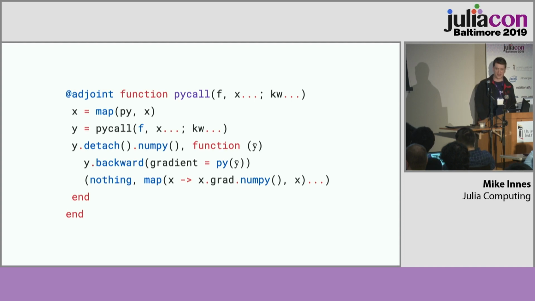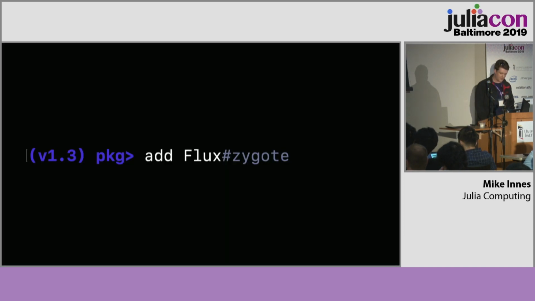So there's lots of really interesting things we can do with this, which haven't really been done before in the AD world. So yeah, that's how Flux is going to change when we add Zygote. It's unusual in that we're mostly just removing all of Flux's features.